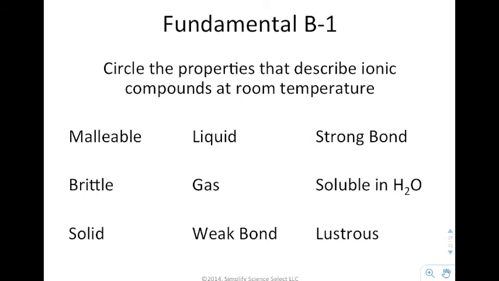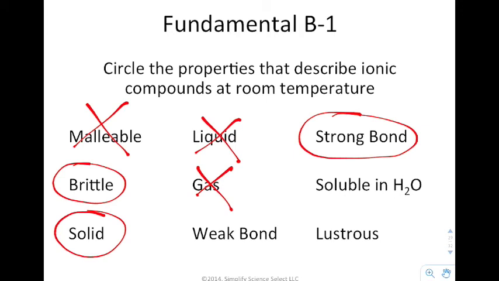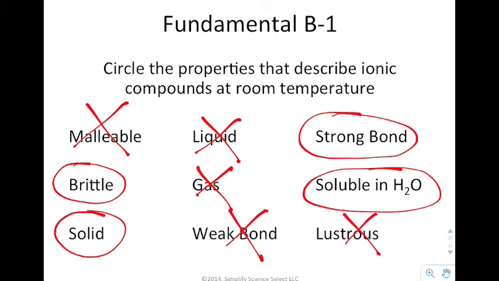Circle the properties that describe ionic compounds at room temperature. The first one that we know is, because it's at room temperature, it's going to be a solid. We know that it's going to be brittle. It's going to fall apart very easily. We know that it's not malleable. Malleable means if you hit it with a hammer, it will pound out into thin sheets. If you hit this with a hammer, it'll shatter. We know they're not liquids or gases at room temperature because of the strength of the bond. We know that they do have a strong bond, so it's not a weak bond. We do know they are soluble in water for the most part. And they're ionic, so they're crystals. They tend to not be lustrous. Lustrous is shiny, so they don't quite have the shininess that metals have by themselves.